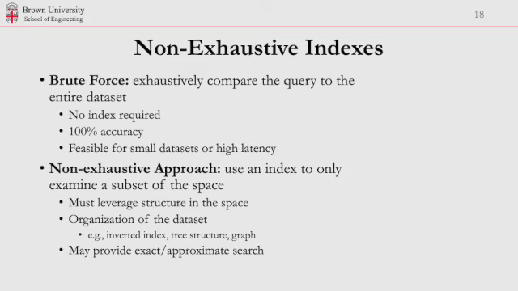Something like the triangle inequality lets us look at a subset, and we can organize our data set based on the structure. And so we might organize this like an inverted index, where we have keys that map to groups of objects in the data set, or we might use a graph. So my research is focused on graphs. I'll talk about that in a little bit. But these indexes can be used for exact or approximate search.